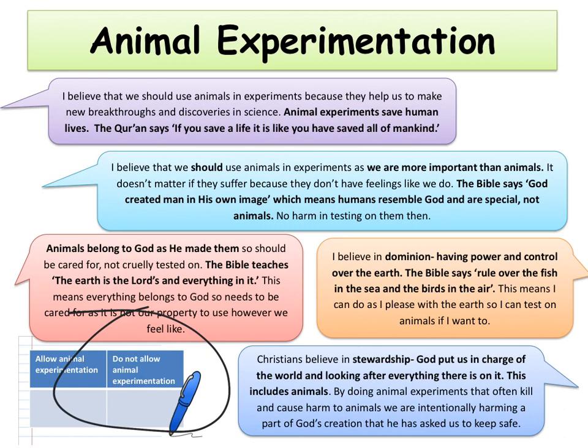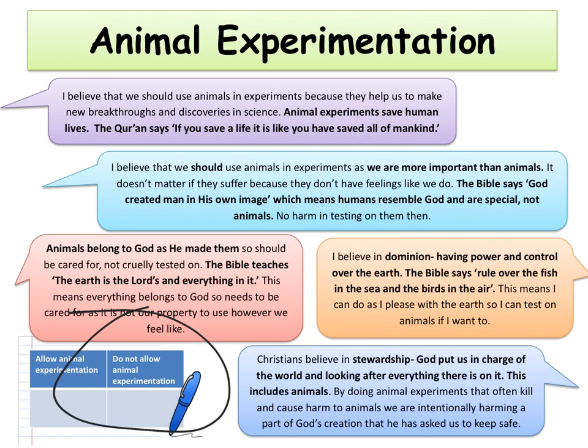The first view is this. I believe that we should use animals in experiments because they help us to make new breakthroughs and discoveries in science. Animal experiments save human lives. The Quran says, if you save one life, it's as if you've saved the whole of mankind. Think about which side it should go on and write a bullet point to explain it.